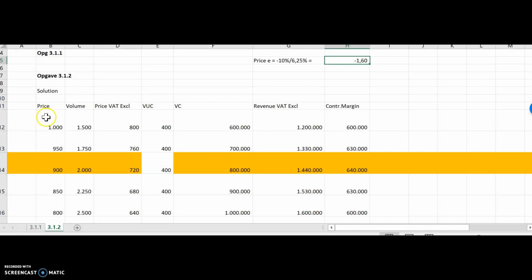We have here the price, VAT included. It is 1,000, and we have the volume, and then we can deduct the VAT. And as you can see here, you do that by multiplying by 0.8. Danish VAT is 25%, but if you have an amount with VAT included, you should only remove 20% to have the amount without VAT. And then the variable cost per unit, it's proportional, it's 400, no matter how much you are producing or selling. So then you can calculate the total variable cost here.